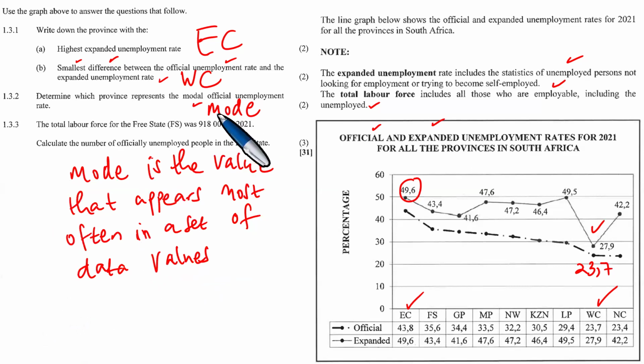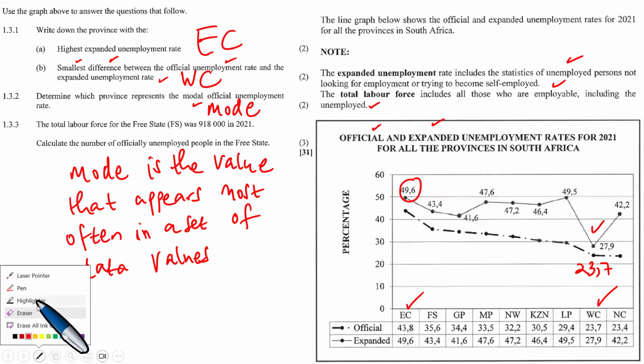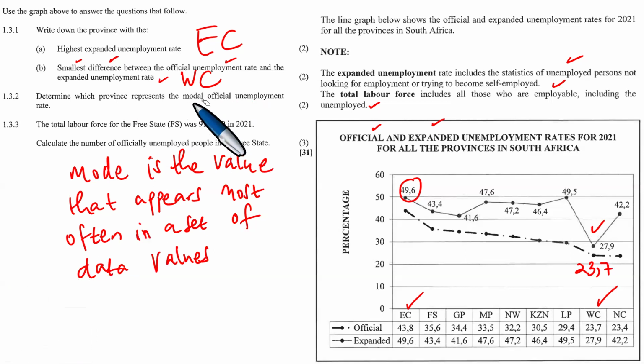So the question is which province is having the modal official unemployment rate? In other words, the unemployment rate that occurs the most. And the answer to that question is there's no mode here. So there's no province.